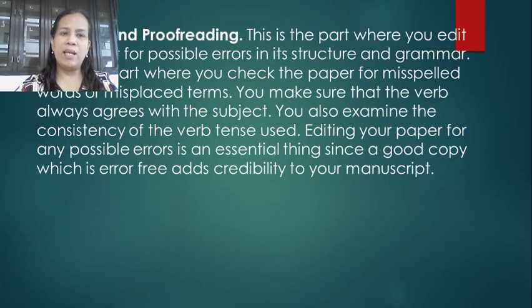Then we have editing and proofreading. This is the best part where you edit your paper for possible errors in its structure and grammar. This is the part where you check the paper for misspelled words or misplaced terms. Make sure that the verb always agrees with the subject. That is really important. Also the consistency with the use of correct tenses of the verb.